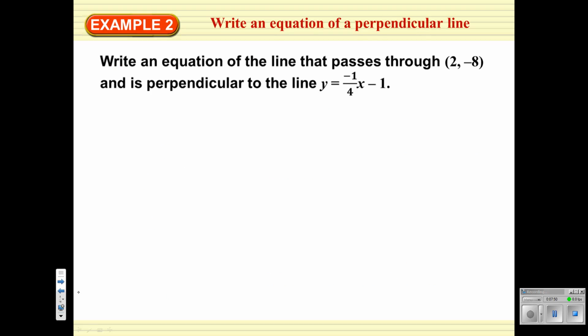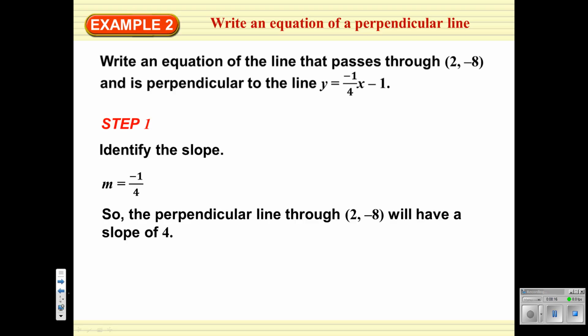All right, example 2. Now we're going to go perpendicular. We're going to do the same thing, but with a perpendicular line. The first step, we want it to be perpendicular to this line here, y = -1/4 x - 1. Again, we're in slope-intercept, so we know our slope, and the first thing is to identify our slope. So the slope of this line is -1/4.